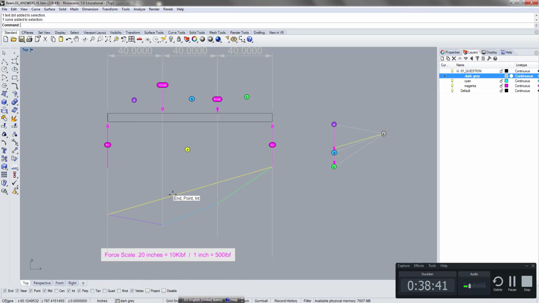Basically, if you anchor this closing line to the point P, and if you get the intersection between this vertical line and this diagonal line, that's going to be point D. So that's basically what defines the location of point D. Again, that basically determines the magnitude of these two forces. So these two are placeholders, so I'm going to close them.